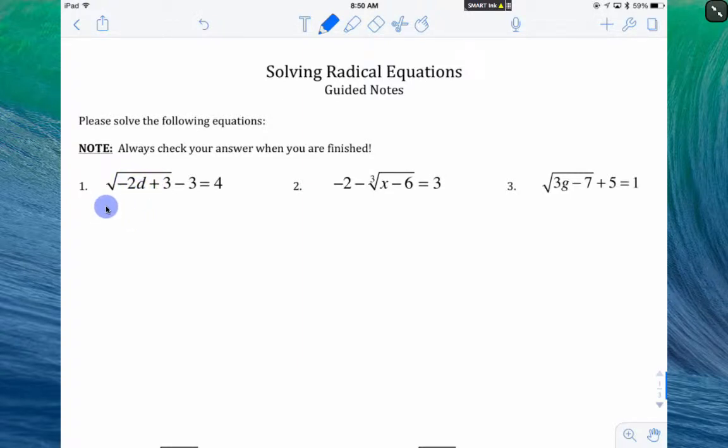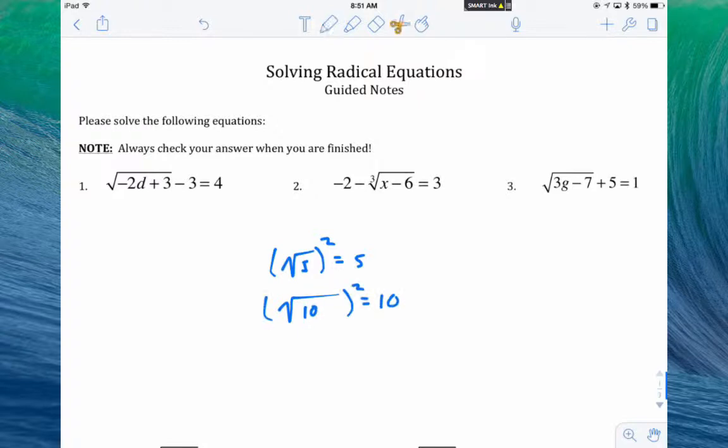Well, I think that the inverse operation of a square root, the way to get rid of a square root, is by squaring it. Right? For instance, if I had the square root of 5 and I squared that, we just get 5, right? By definition. If I had the square root of 10 and I squared that, well, we get 10. So we know there's going to be some squaring involved in this problem.